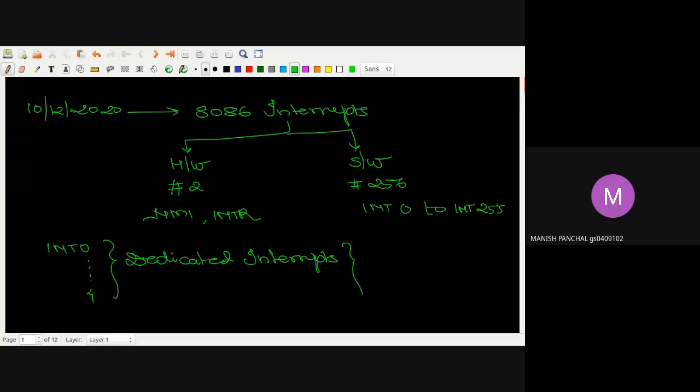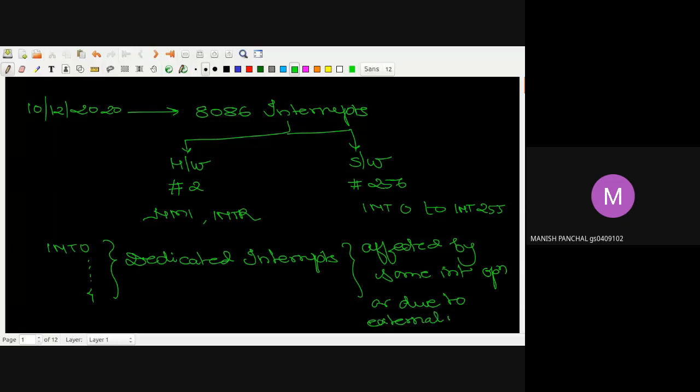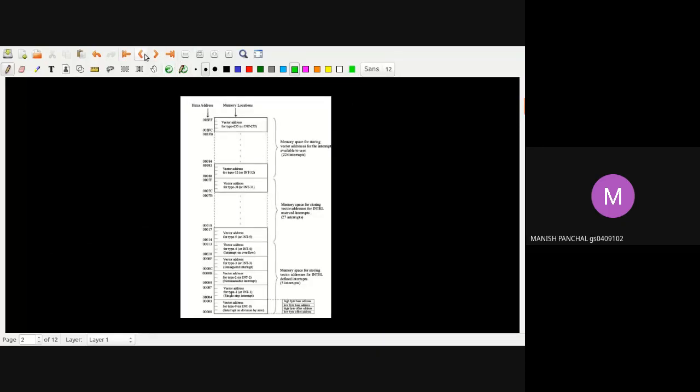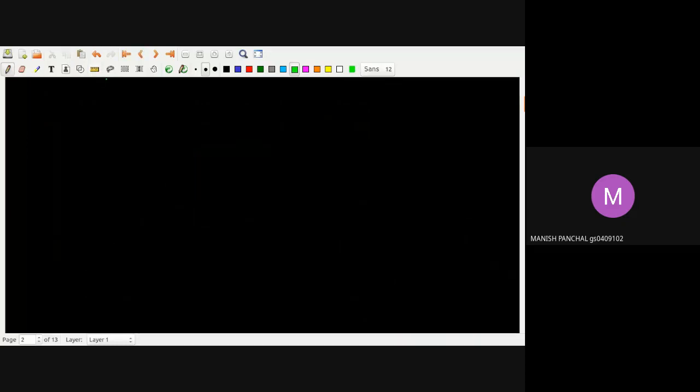All these types of interrupts are affected by some internal operation, or due to some external signal. And we have seen that the remaining 27 are left for future purposes.